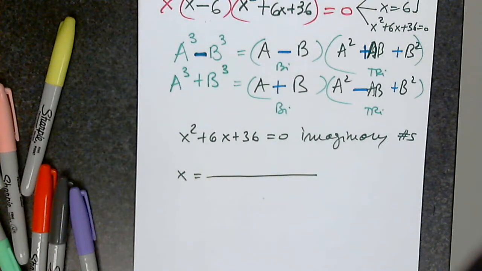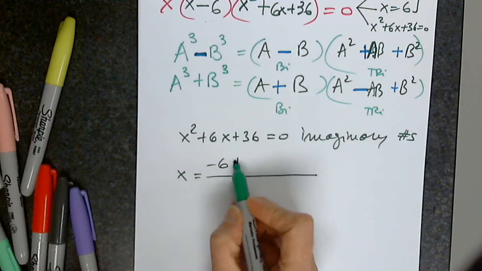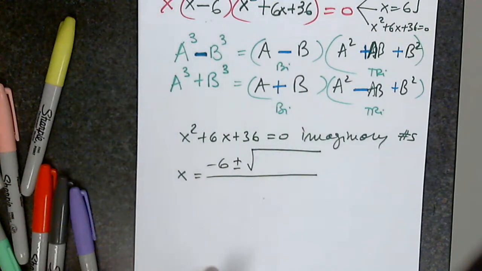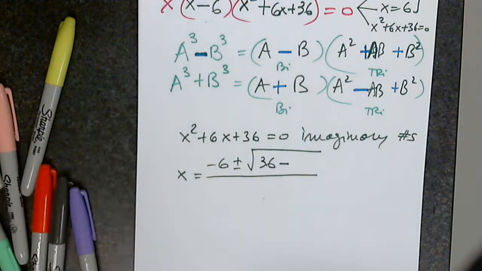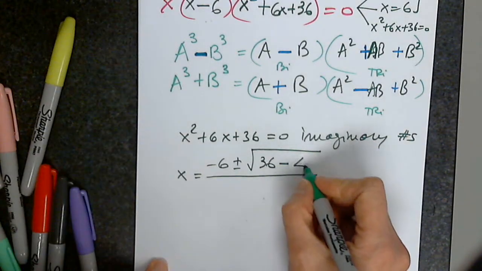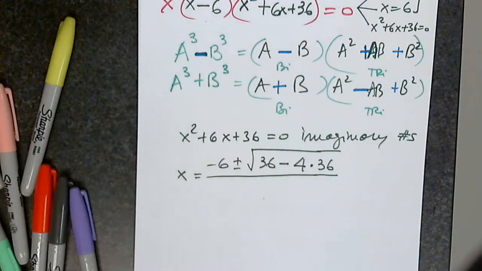Good. So, it's not factorable. I'm not going to complete the square. I cannot take the square root. The only option is the quadratic formula. Awesome. So, negative b plus or minus the square root of b squared, 36. Very good. Minus 4 times a times c. I'm going to write it like this. You'll see in a moment why. Divided by 2a.